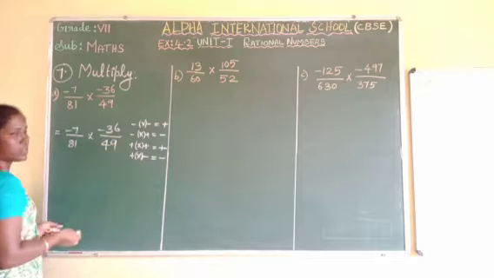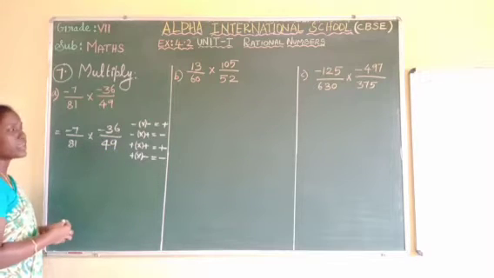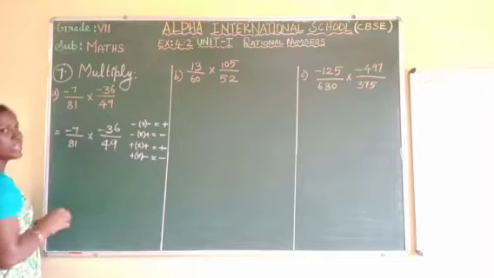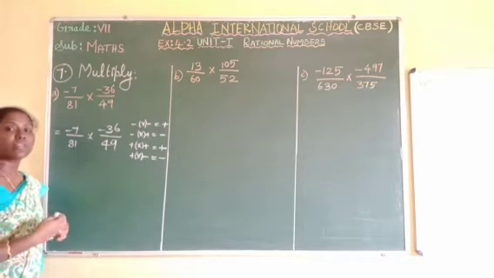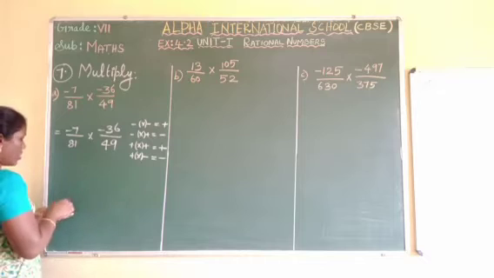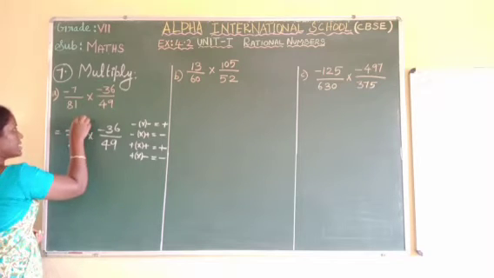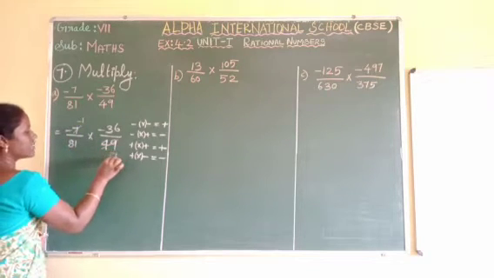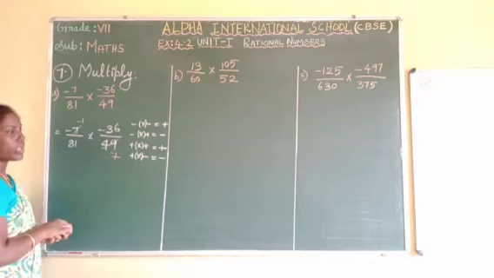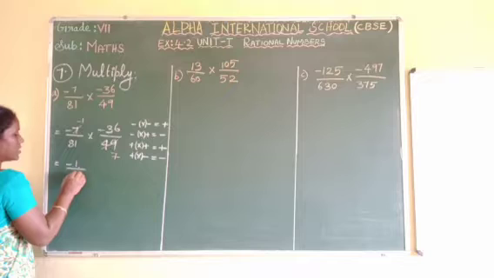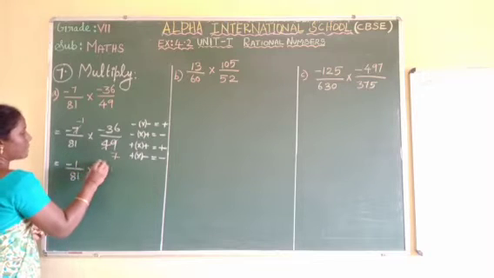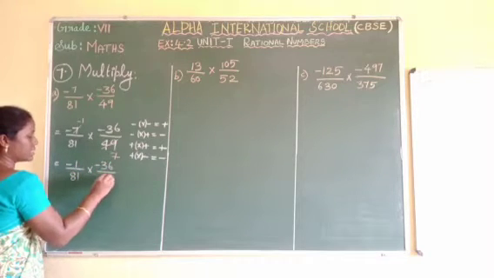Here the two numbers in the numerator do not have a common factor. Check 7 and 49. 7 and 49 have a common factor. By seeing the numbers itself we can guess it, isn't it? If I simplify, 1 7 is 7 and 7 7s are 49. So what is remaining in our hand? Minus 1 by 81 into minus 36 by 7.